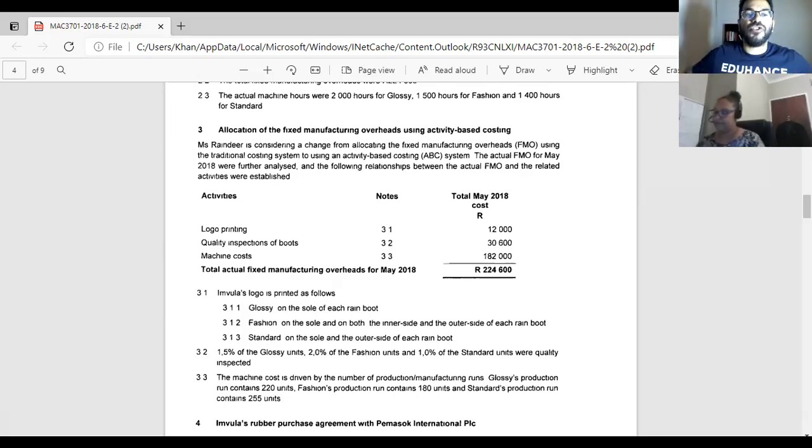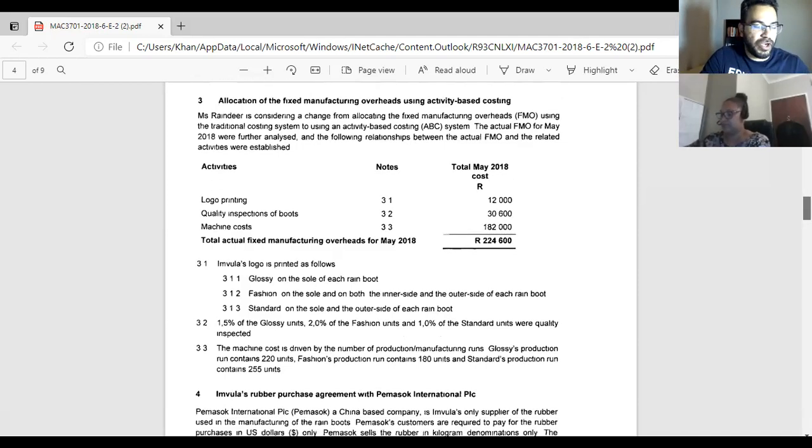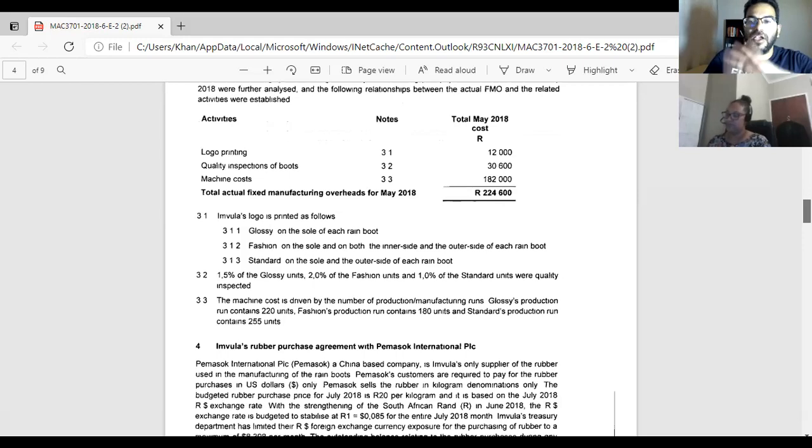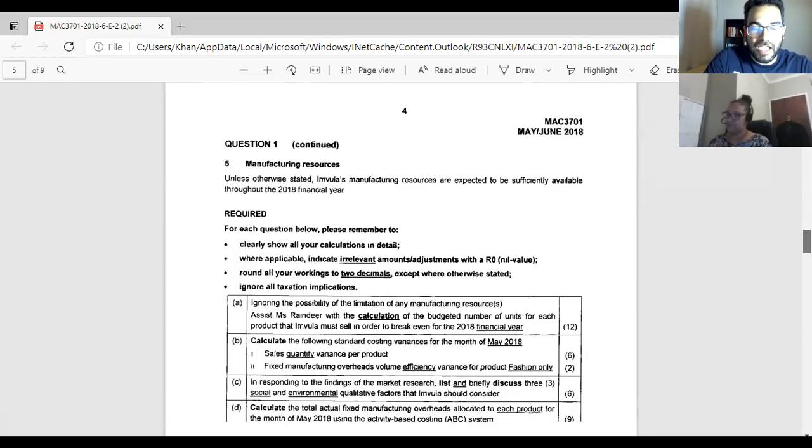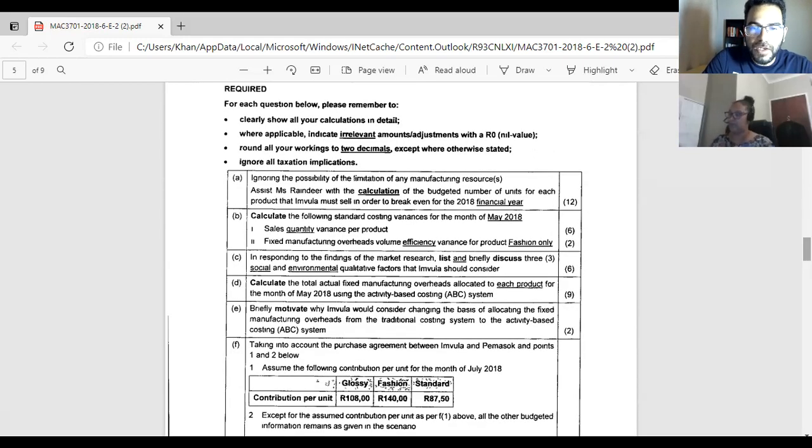Okay. So now we're going to do the activity-based question. I was going to show you the required, and then I will give you a brief overview on activity-based costing, and then we will tackle the actual question. So we're going to do number D. Number D says, calculate the total fixed manufacturing overheads allocated to each product for the month of May 2018 using ABC.